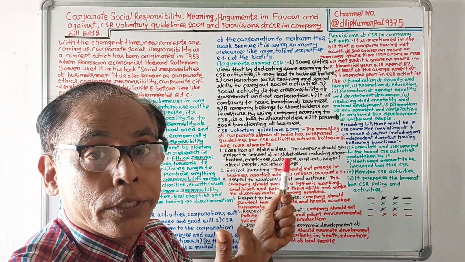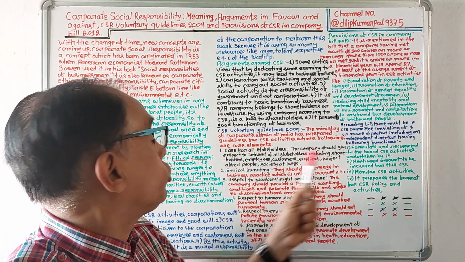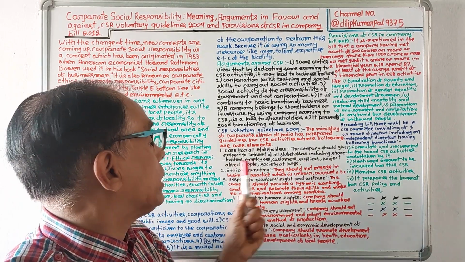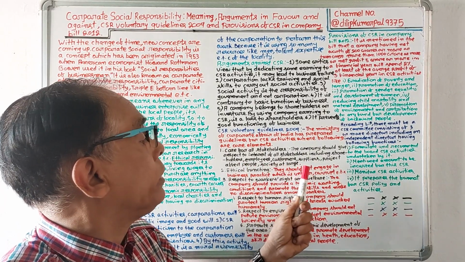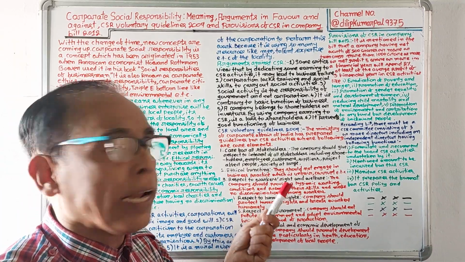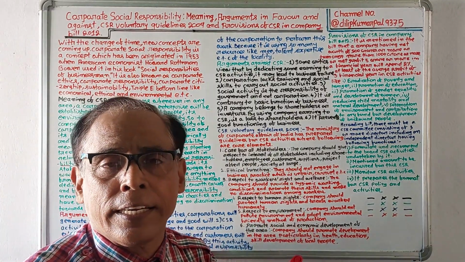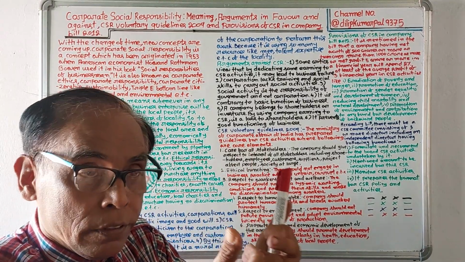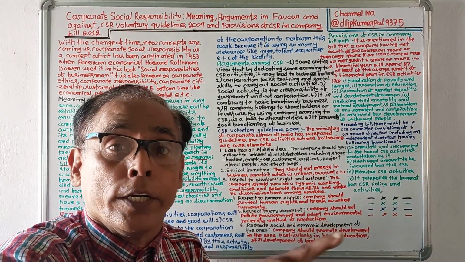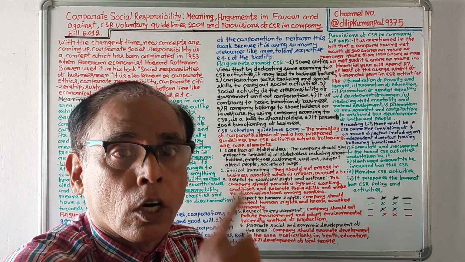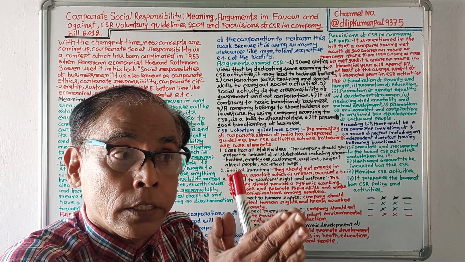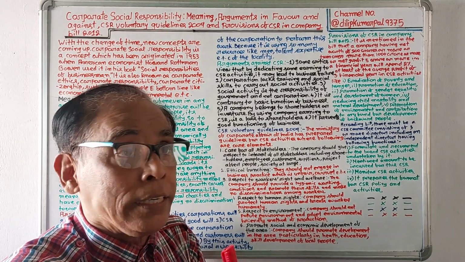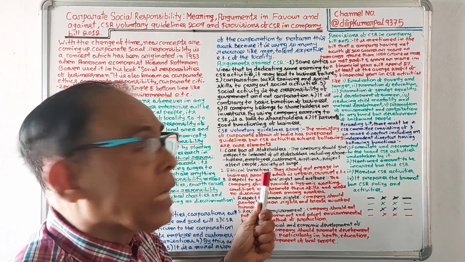Care for all stakeholders. The company should give respect to the interest of all stakeholders, including shareholders, employees, customers, suppliers, project affected people, and society at large. So the first advice in the guideline is that the corporation should give importance to the interest of stakeholders, meaning those who are involved with the corporation, like investors, shareholders, employees, customers, and people affected by the project, and society at large.